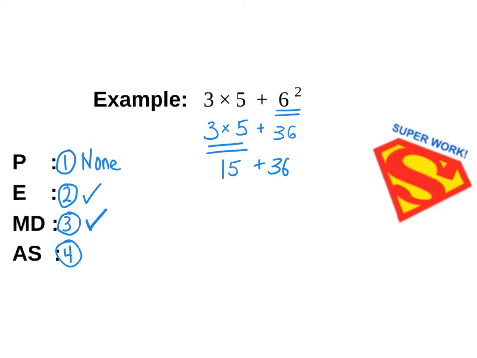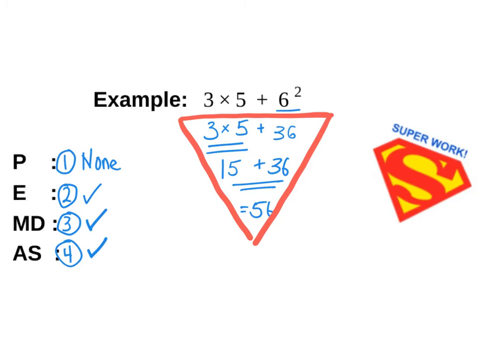We only have one operation left. It's addition. So I'm going to do that addition problem. 15 plus 36. 15 plus 36 is 5 plus 6 is 11. Carry the 1. 1 plus 1 plus 3 is 5. So it looks like 56. So the final answer to this problem is 56, and we know we have done a great job with our work if we have done one step at a time and can draw this triangle with all of our work fitting inside.